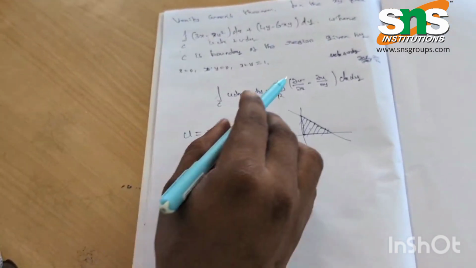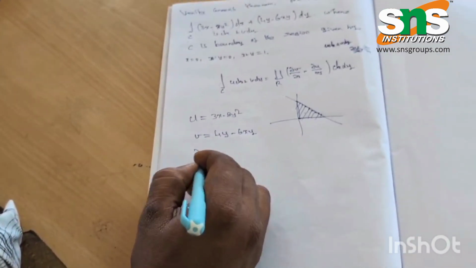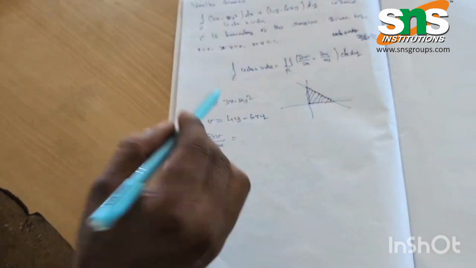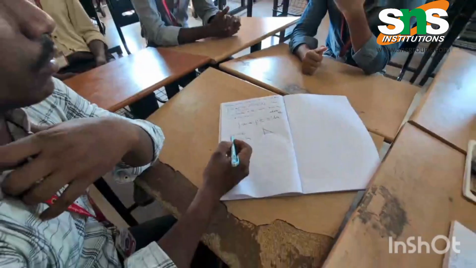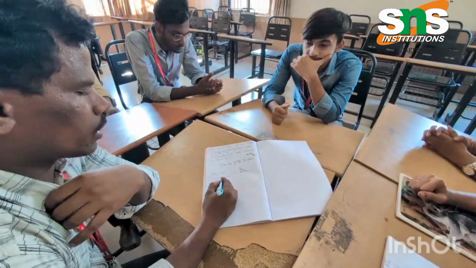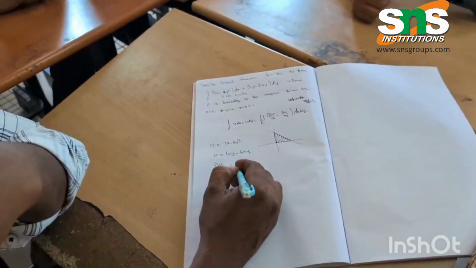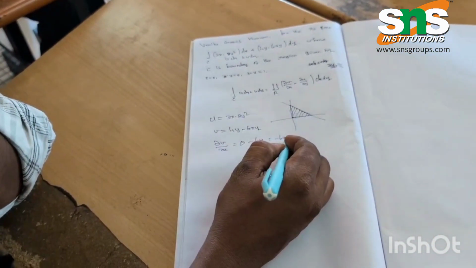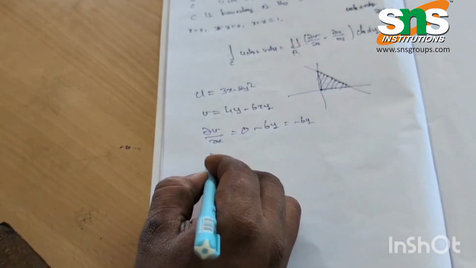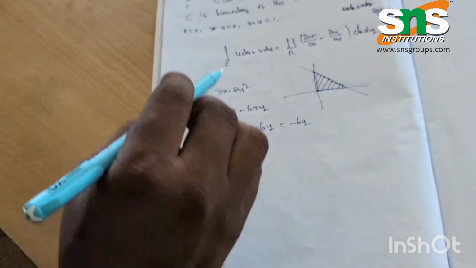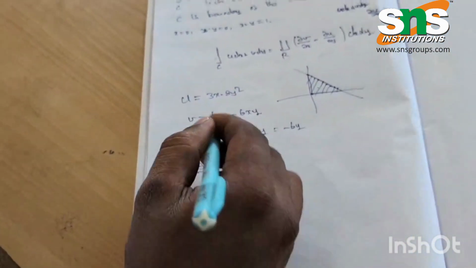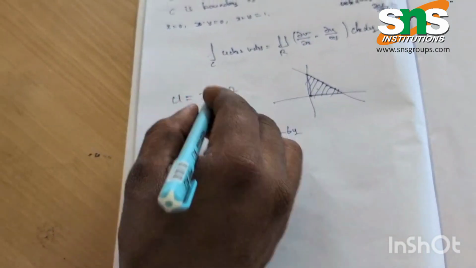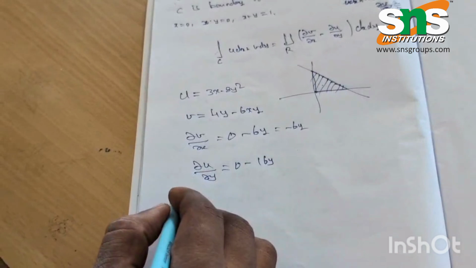Now find the value of ∂v/∂x, that is, differentiate the function v with respect to x. The first term has no x, it is a constant, so the value is 0, minus the second term, 6y, which is equal to minus 6y. Next is ∂u/∂y, that is, differentiate the function u with respect to y. The first term has no y, so it is 0, minus 16y.